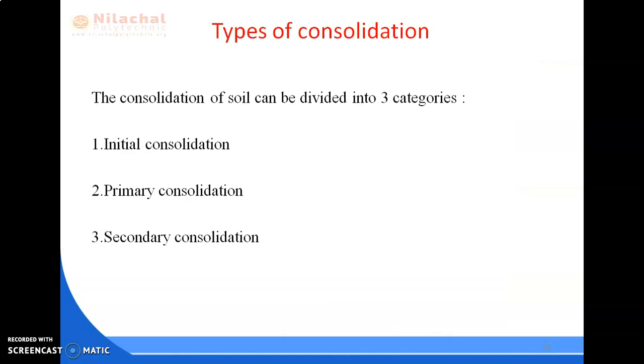Let us discuss types of consolidation. Consolidation of soil is divided mainly into 3 types: initial consolidation, primary consolidation and secondary consolidation. This is also a long question. Types of consolidation, again individually, may be a short question or a short note: what is initial consolidation, primary or secondary consolidation. So let us discuss one by one.